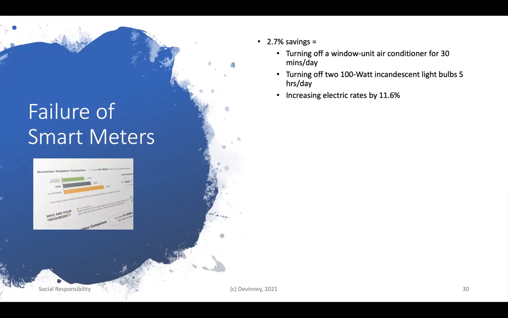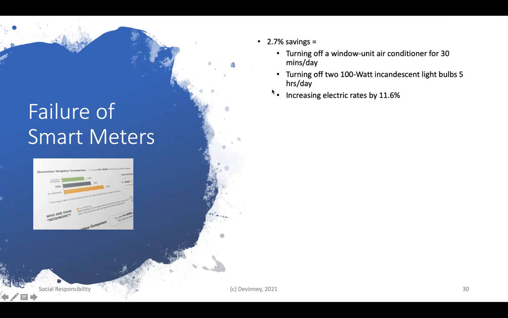One of my favorite examples of this was the use of smart meters, which are being promoted quite heavily in the United Kingdom right now. What you find with respect to smart meters is that there are different ways to save energy. You could save 2.75% by turning off a window air conditioner for 30 minutes. You can save 2.7% by turning off 200-watt bulbs for 5 hours a day. Or you can increase electricity rates by 11.6%.